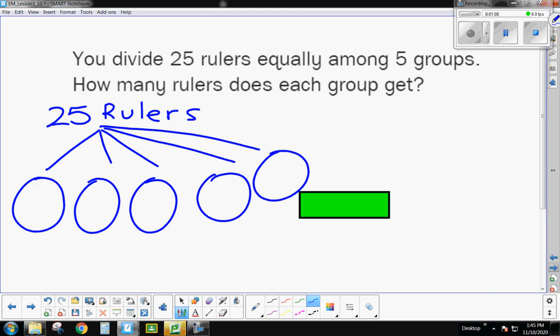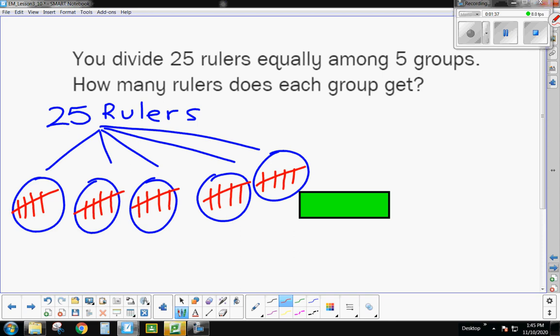If I don't know my division facts or my multiplication facts well enough yet, I can just take those rulers and pass them out one at a time. So I've got 1, 2, 3, 4, 5, 6, 7, 8, 9, 10, 11, 12, 13, 14, 15, 16, 17, 18, 19, 20, 21, 22, 23, 24, and 25.